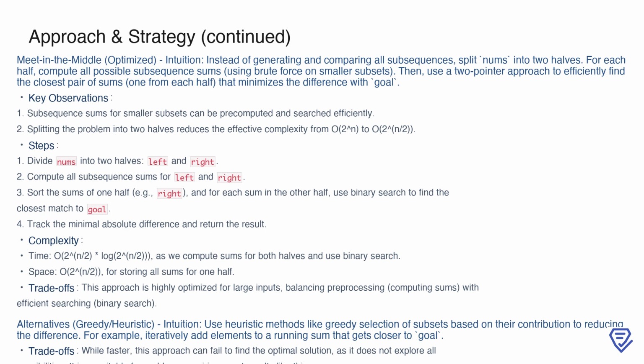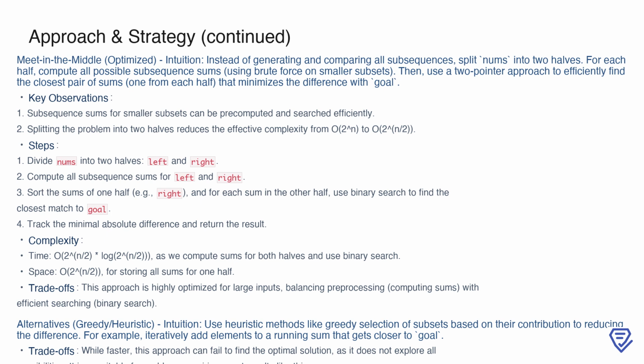Once we have these sums, we sort the sums of one half, such as right, and for each sum in the other half, we use binary search to efficiently find the closest match to goal. This method takes advantage of the fact that binary search significantly reduces the time required to find the closest pair of sums that minimizes the absolute difference with goal.